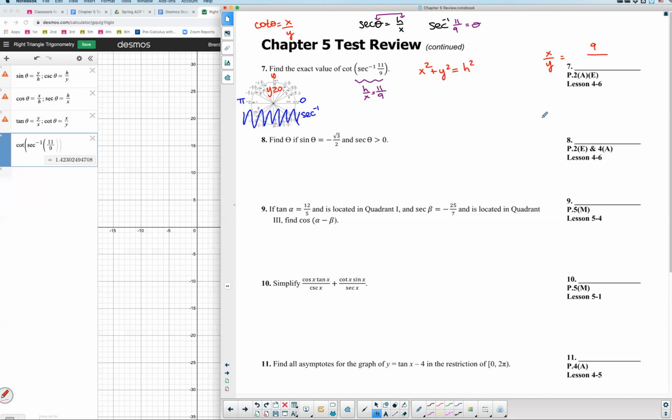So I'm going to do this to solve for my y. We know x is 9. Y is unknown other than the fact that it has to be positive, because secant inverse would eliminate the negative y's, this lower half of the graph. And h is 11.